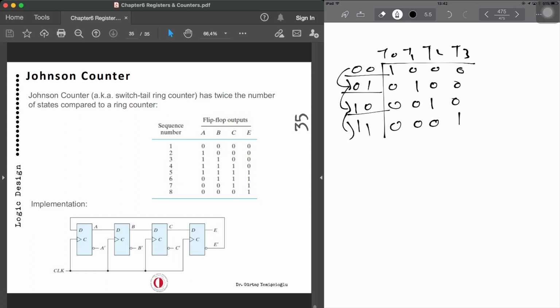Okay, so if this is 0, the 1 will be fed in. If this is 1, 0 will be fed in. And that's how we can implement a Johnson counter.